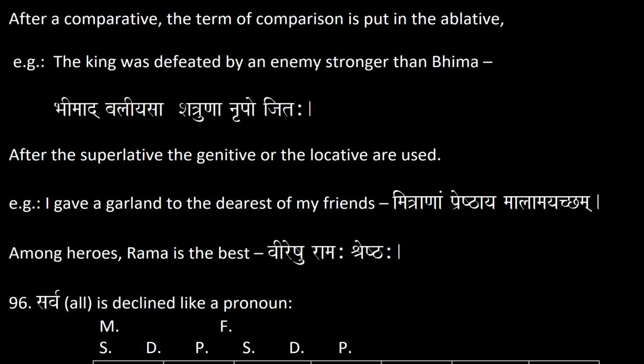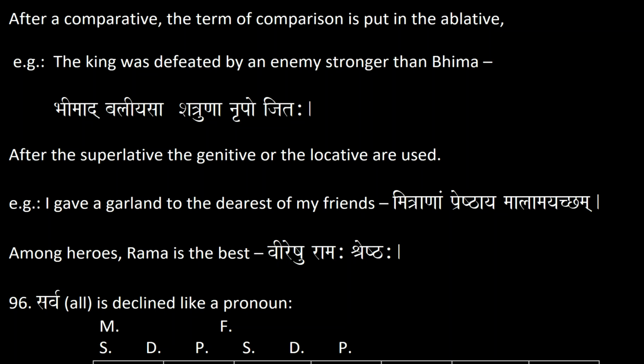So in the previous video, we went over the comparative and the superlative degrees of comparison in the last couple of videos. And after a comparative, the term of comparison is put in the ablative. So this is focusing on how we're applying the comparative and the superlative. And then after the superlative, the genitive or the locative case is used.